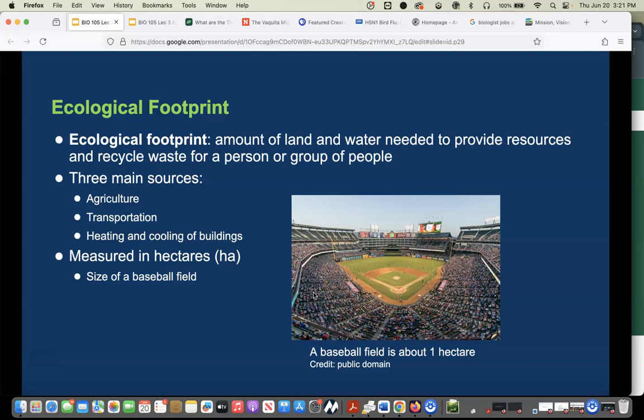An ecological footprint is the amount of land and water needed to provide resources and recycle waste for a person or group of people. And usually we measure an ecological footprint in hectares per individual. So again, it's usually measured in hectares, okay?